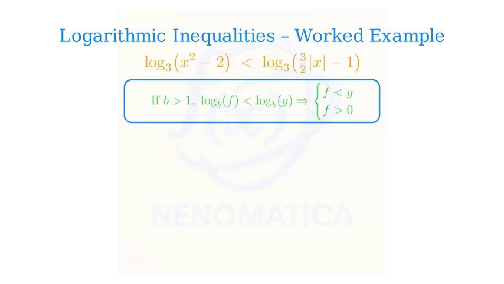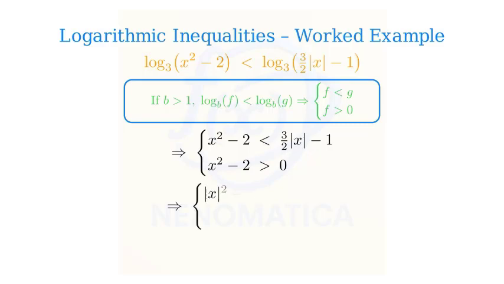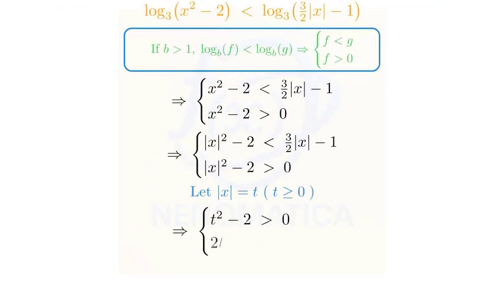We must also require the left argument to be positive. That gives the system shown. Step 2. Write x squared as the square of absolute x. That keeps the expressions non-negative and lines up our next substitution. Step 3. Substitute t equals absolute x. Then t is greater than or equal to 0. Move terms and clear the fraction in the first inequality.